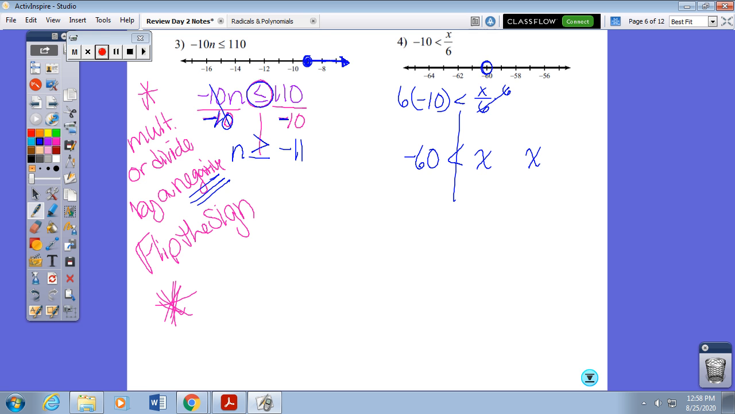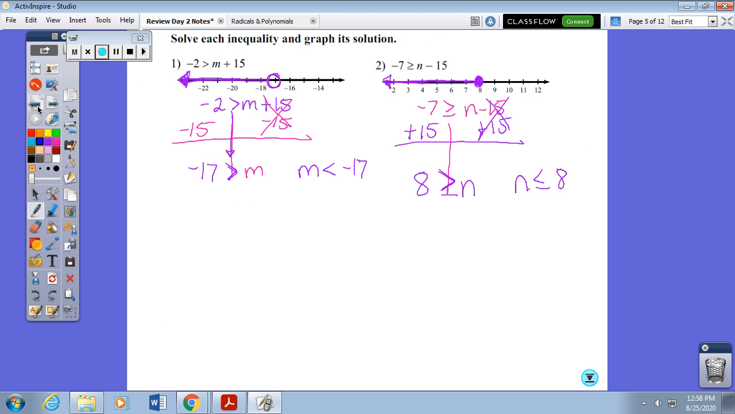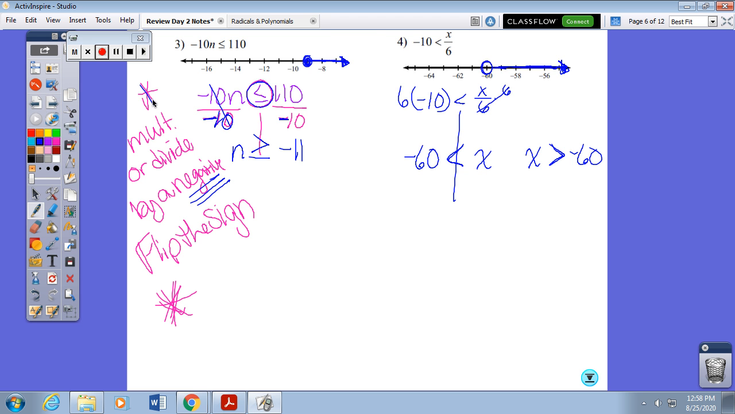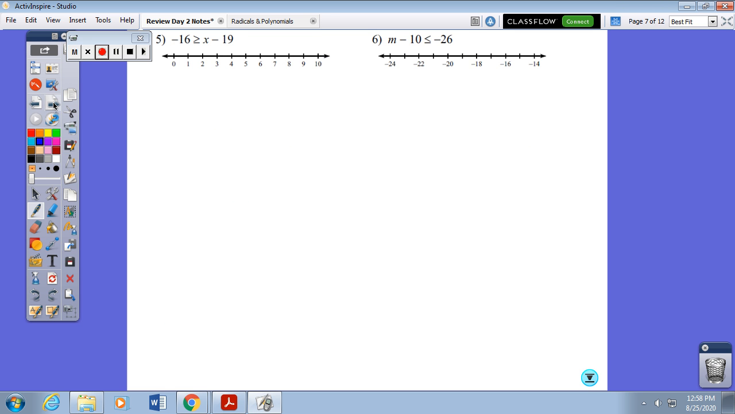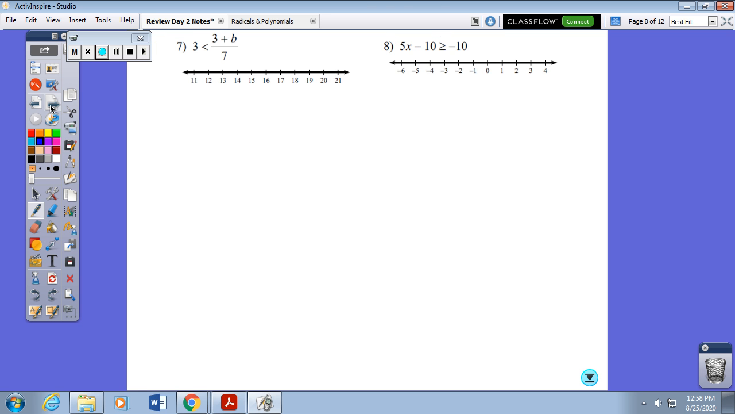Okay, so I'm going to rewrite it. Open circle x. This points at the negative 60, so it's going to point at the negative 60 here. So x is greater than negative 60. So it's going to be everything up here. All right. Again, number 3 is a special case. Make sure that you understand that. 5 and 6 we're going to go ahead and skip for now.